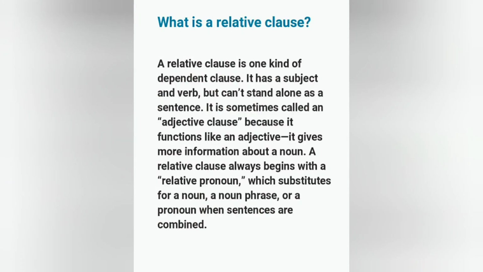A relative clause is one kind of dependent clause. It has a subject and verb, but can't stand alone as a sentence. It is sometimes called an adjective clause because it functions like an adjective, which means it gives more information about a noun. A relative clause always begins with a relative pronoun, which substitutes for a noun phrase or a pronoun when sentences are combined.